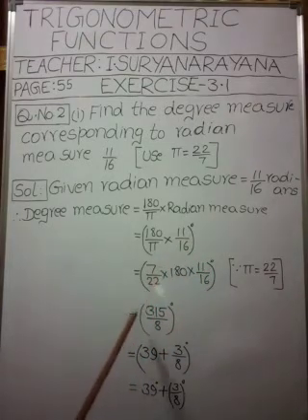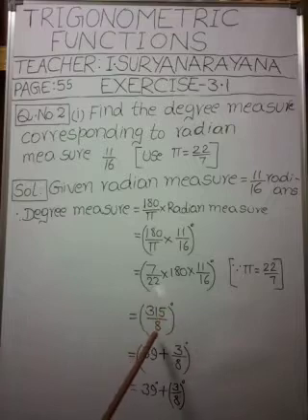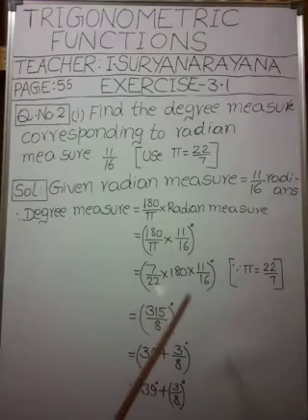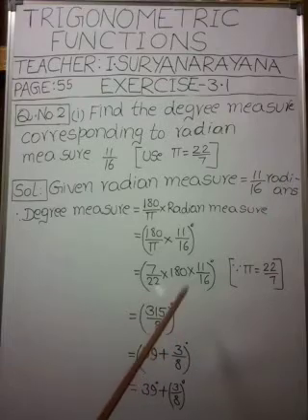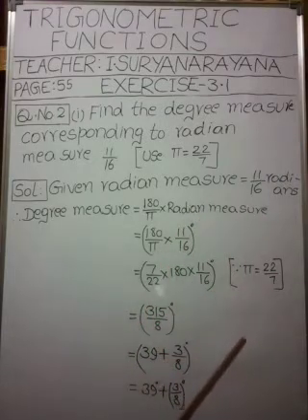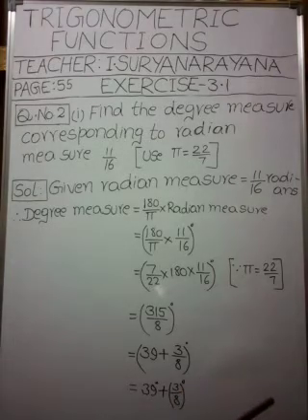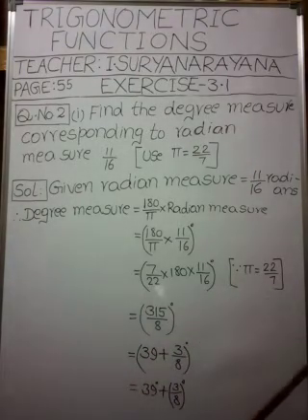That is equal to, after cancellation, we get in the numerator 315 and in the denominator 8 degrees. 315 by 8 degrees. But we don't stop at this step, my dear children. We have to convert it further. In the degree measure, you know, degrees, minutes and seconds are also there. So we have to convert this angle further into those units also.